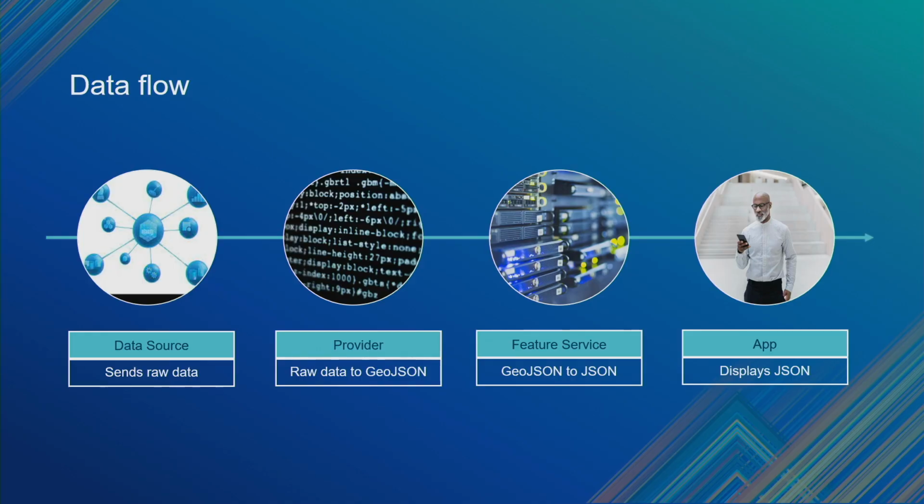And again, the client could be Pro, it could be someone using a web app or a web application. And then we can take that feature service and we can consume it in those applications. And that will display as JSON. So we kind of get that whole process where we go from raw data to GeoJSON over into JSON where it can now be consumed.